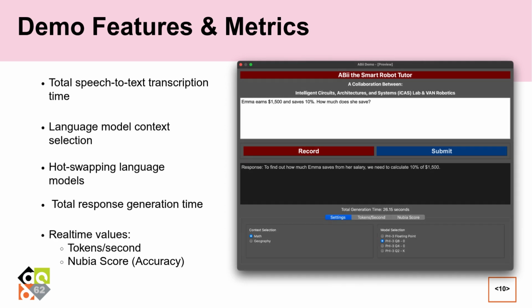This is our live interface running on the Raspberry Pi. It shows the transcribed question, the LLM's response, and the total generation time. Users can switch between math and geography context and hot swap between different models. We also track tokens per second and Nubia score to measure speed and accuracy in real time, all fully on device.